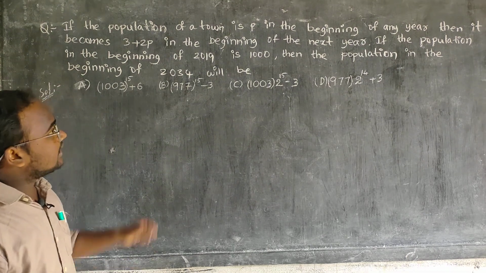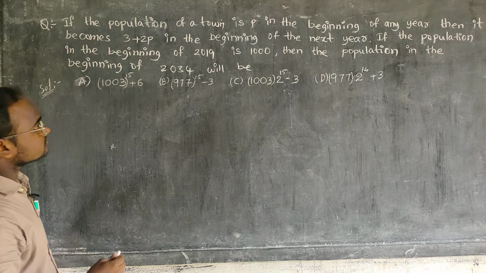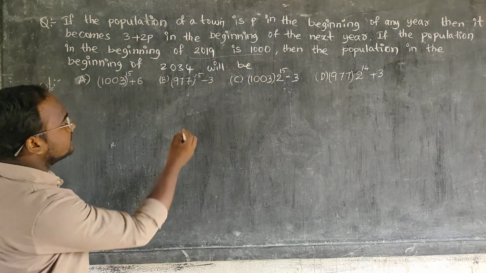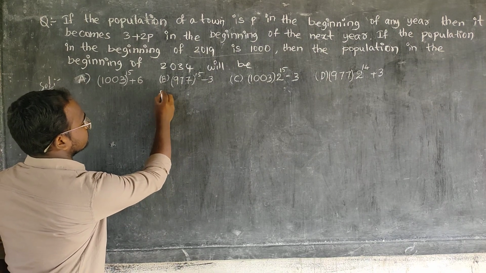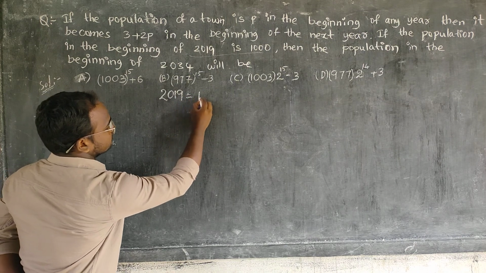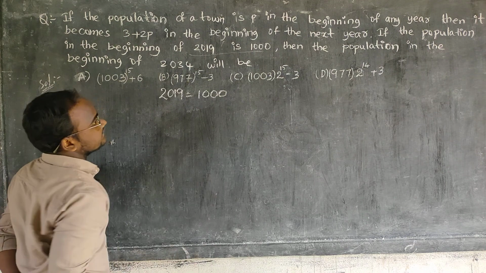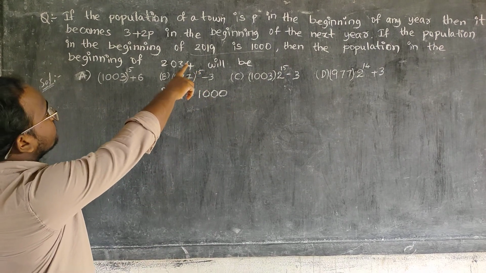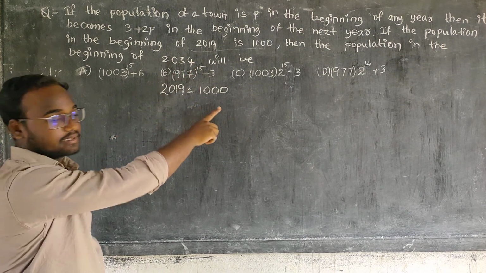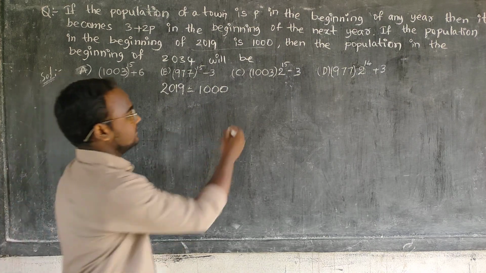Okay, what is given? I am writing here. It is given that in 2019 the population is 1000. And he is telling that at the beginning of any year the population is P. I am assuming it is the beginning year, so I write it as P.